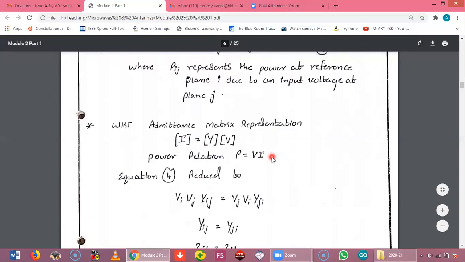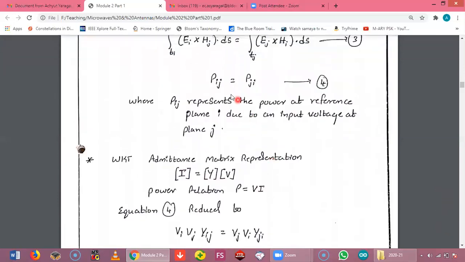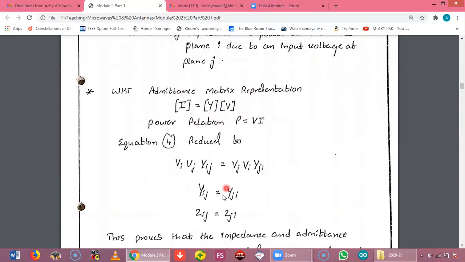We can substitute this P is equal to V I here, so I is equal to again Y into V. You can substitute this equation and this equation in equation number 4. If that is the case, then equation 4 reduces to this: Vi Vj Yij is equal to Vj into Vi into Yji. So that is nothing but your admittance parameters, and similarly the impedance parameters.